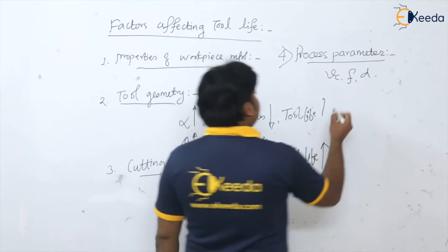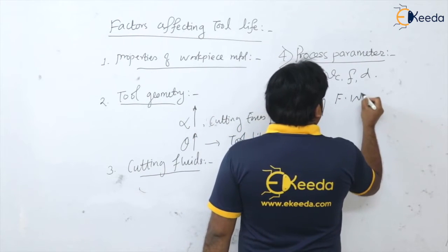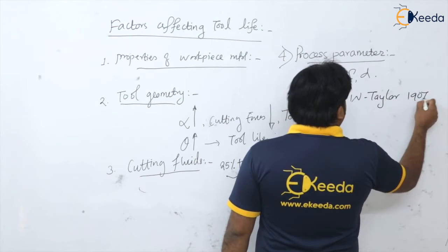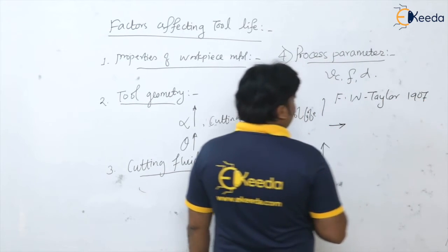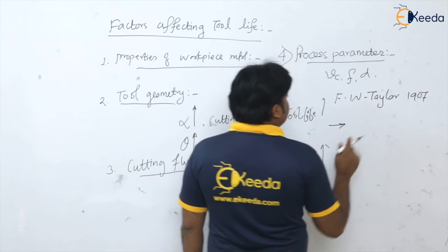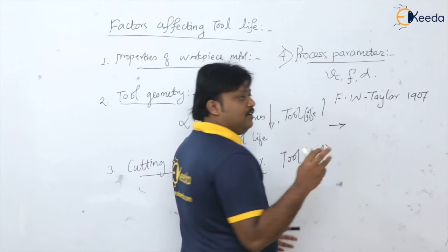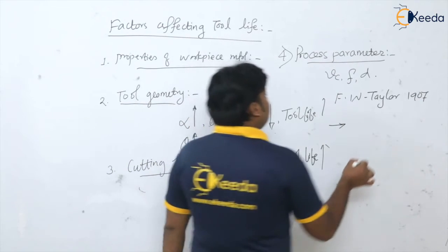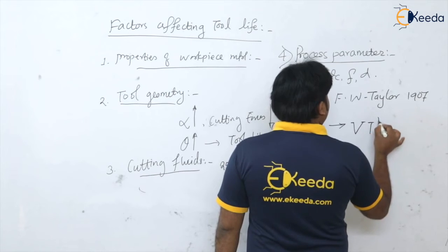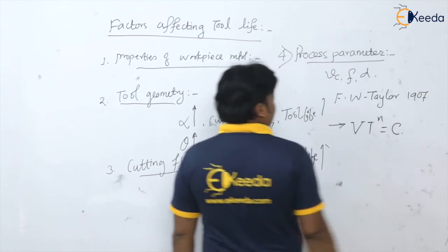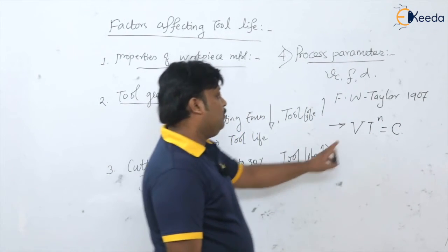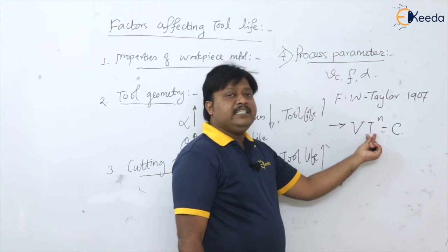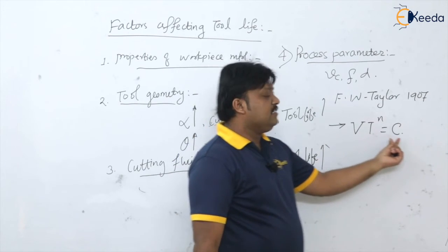Taylor in 1907 proposed the relationship between the cutting velocity and the tool life as V t to the power n is equal to constant, where V is the cutting velocity, T is the tool life, and C is a constant.